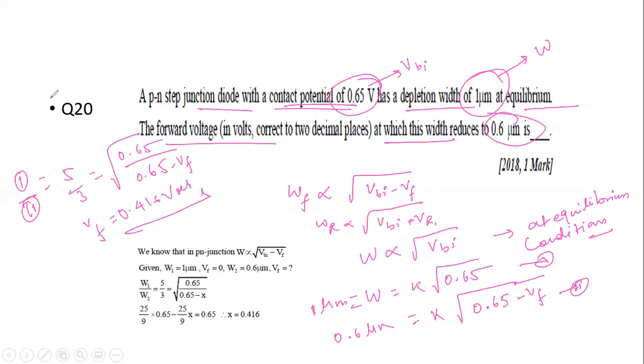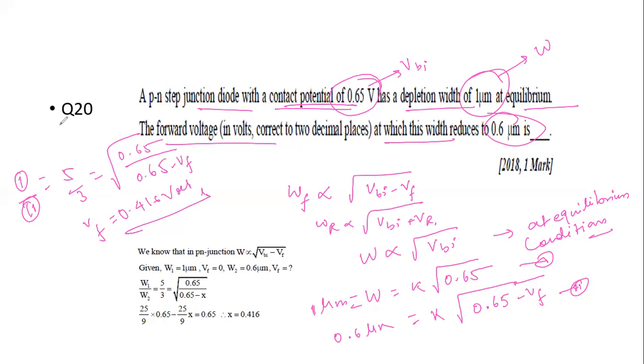This is related to the variation of the depletion layer width, which I have already discussed in the class. So just go through the video lecture. I have already discussed how you can find it at the equilibrium conditions, at the reverse bias condition, and at the forward bias conditions. This is the case of forward bias conditions.